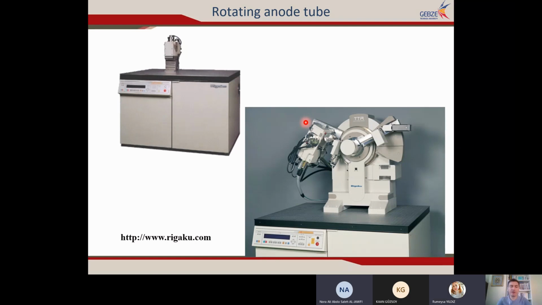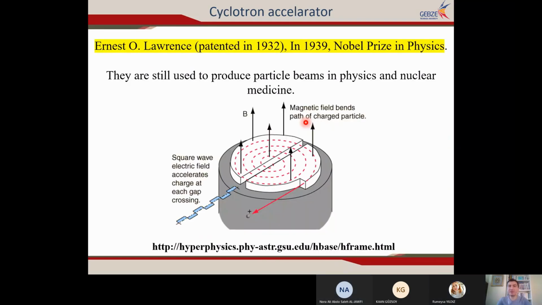No, it's clear. Okay, then let me continue with another type of X-ray source, which is called the cyclotron accelerator. The name comes from the cycle, okay? This was invented by Ernest Lawrence in 1929 or 1930. He patented his discovery in 1932, and then he was awarded the Nobel Prize in Physics in 1939.